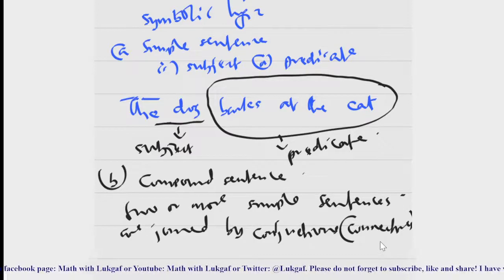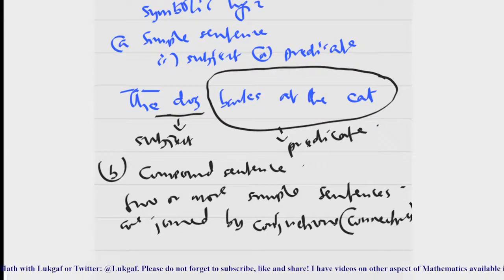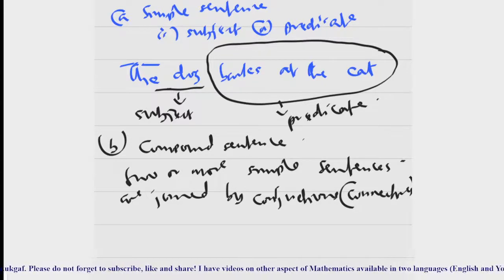You are going to know more about that as the video goes on. Now you know the difference: a simple sentence is when you have your subject and the predicate. But when you have a combination of sentences or statements, then you have a compound statement.